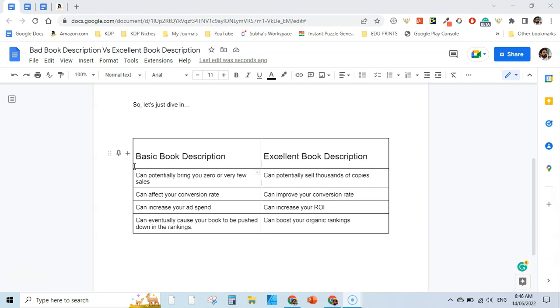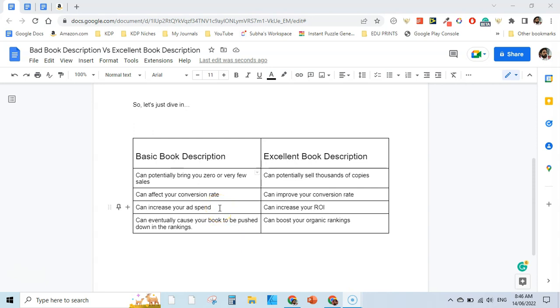If a customer clicks on your cover, reads the title and subtitle, reads your book description and decides not to purchase, it will affect your conversion rate. That is very important to rank your book in the Amazon search results. It can also increase your ad spend.